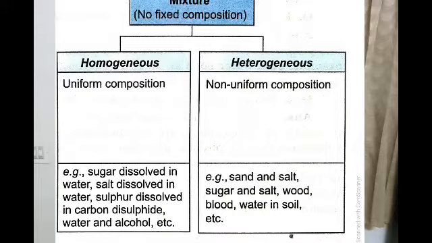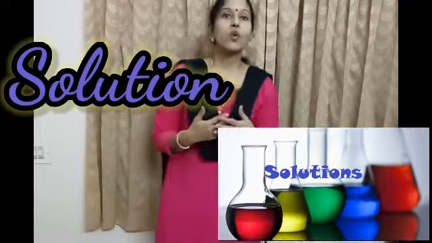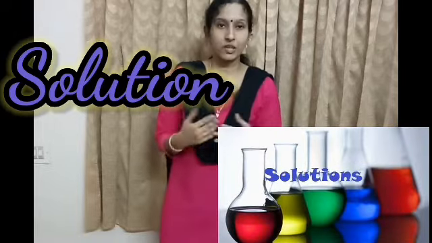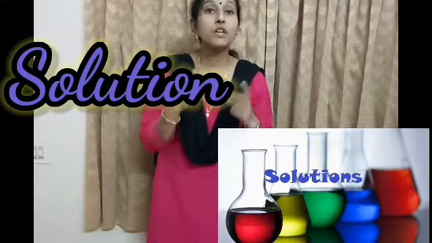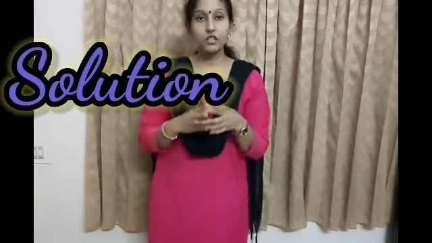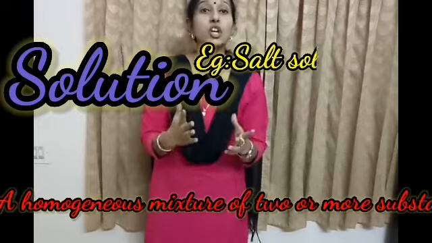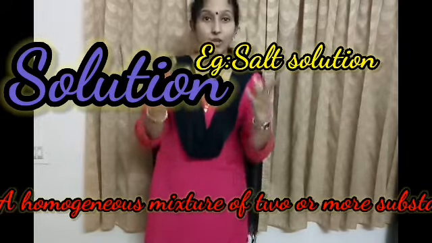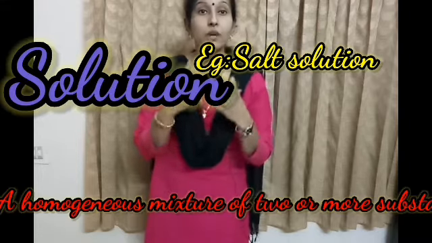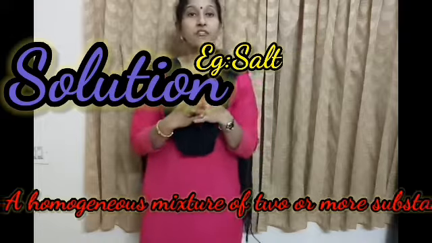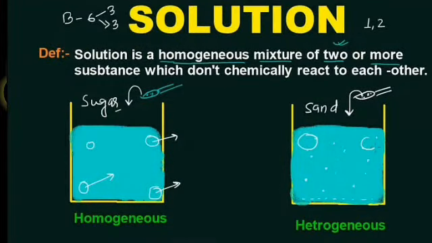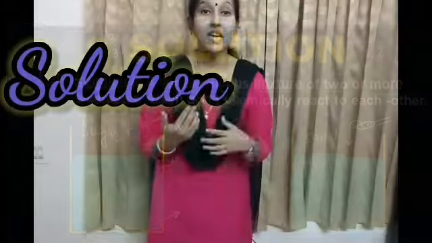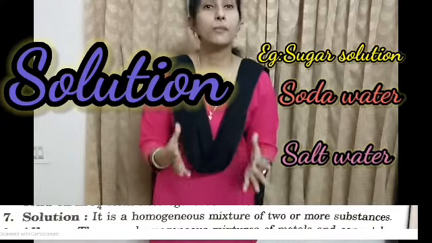Okay, then what is a solution? We are using the term solutions everywhere, no? So how do we define a solution? Solution is a homogeneous mixture of two or more substances. Solution is an example of homogeneous mixture because same composition everywhere. So, solution is a homogeneous mixture of two or more components.